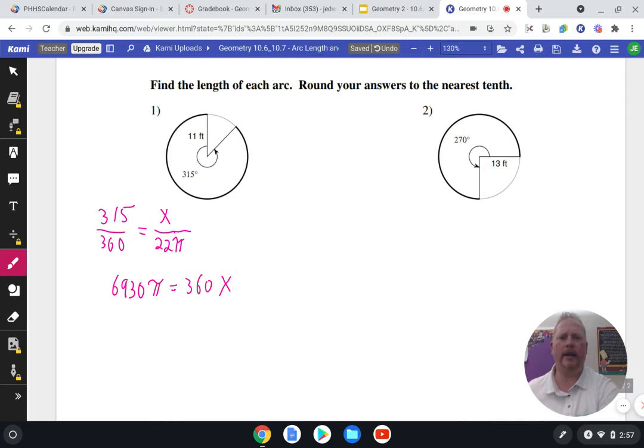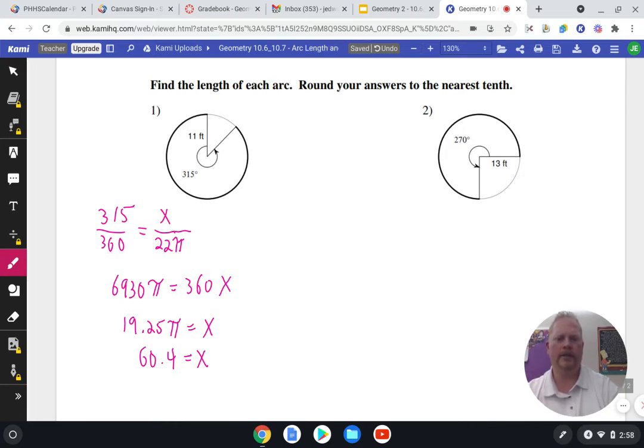And then just divide both sides of that equation by 360. And I get 19.25 pi. And that's the length of my arc. Now, if I wanted to go ahead and figure out what that was as a decimal, times 3.14. Okay, it says round to the nearest tenth, so I'm glad we did that. So that would be 60.445. So that arc would be 60.4 feet long.